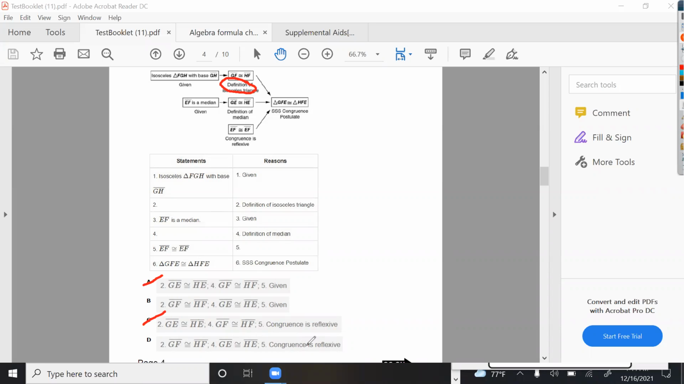Oh, okay. So this says GE, HE. This says HF. This one said, and this was given. That's the reflexive property is the next part. I was looking at the wrong line. So we're just using the process of elimination. Given is not what this statement says for part 5. Givens were these two right here. So we're filling in those blanks.